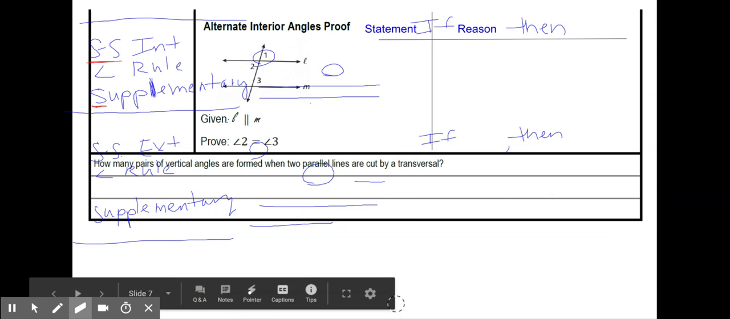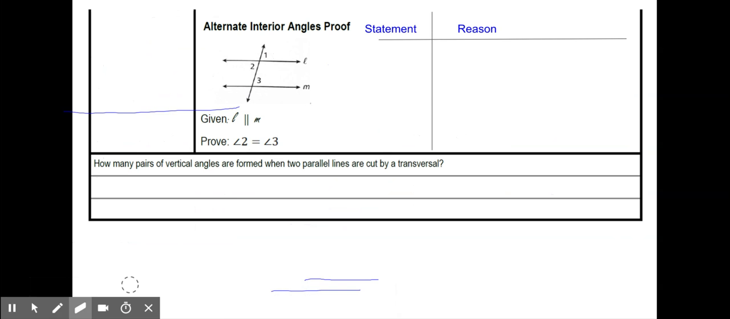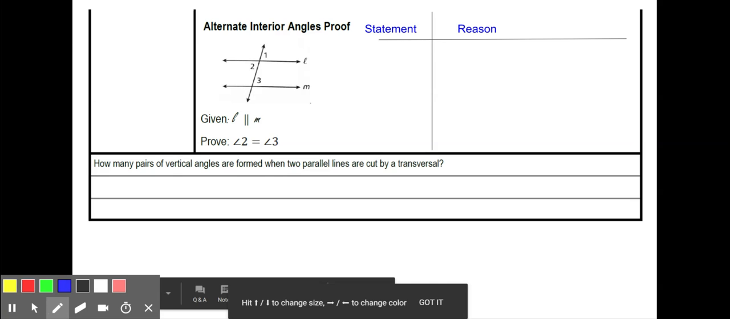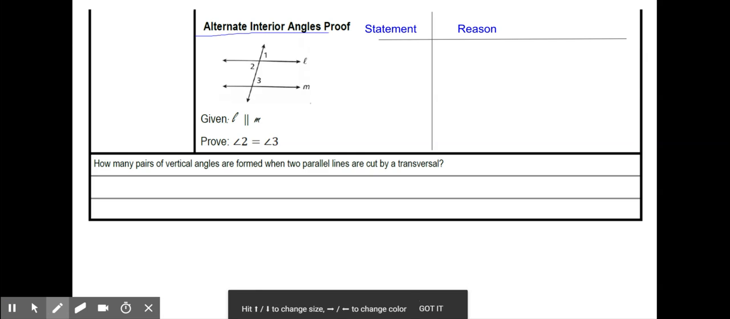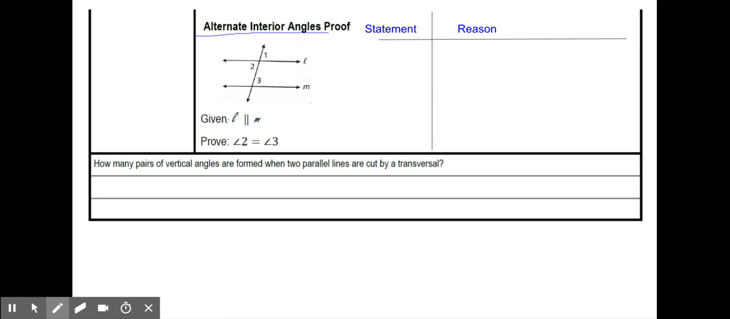Okay. All right, we are going to be doing proofs in class, so pay attention. You're going to be doing this on your own by the end of this unit. So we're going to prove alternate interior angles are congruent. Given two parallel lines, we see that line L is parallel to line M. That's our first statement. And our why can we say that? Remember, the reasons are just our why can we say that. It's given.